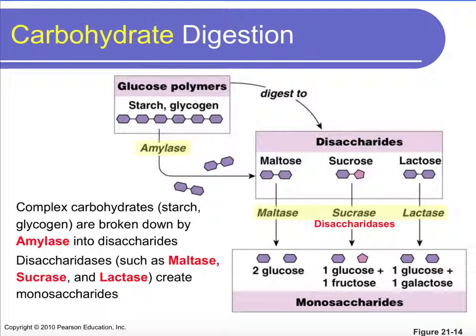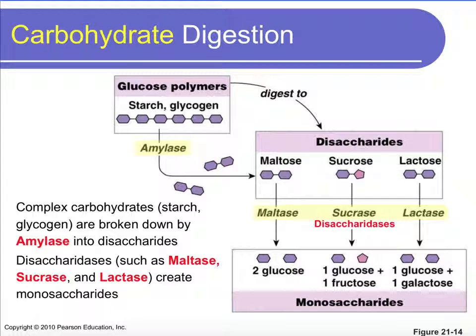Let's start off with our carbohydrates. Carbohydrates are made up of glucose polymers, so starches and glycogen, and we are going to break them down from our polysaccharides into our disaccharides, so di for two. We're going to do that with the help of the enzyme amylase. This is why the saliva that we release in our mouth, also known as salivary amylase, breaks down our carbohydrates.